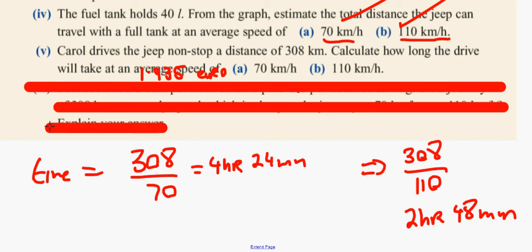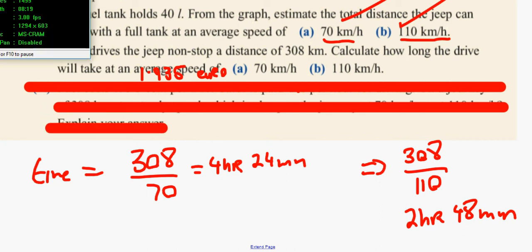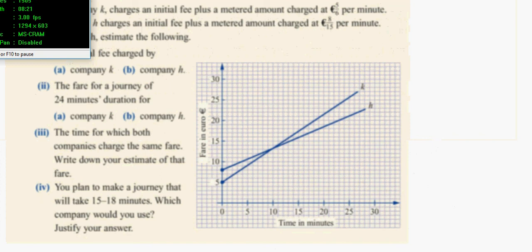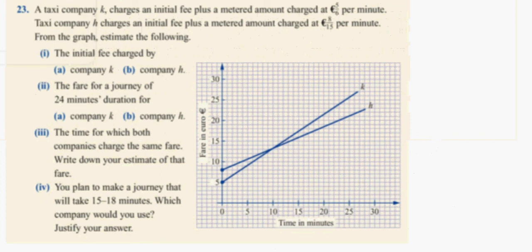Alright, so look, we figured out a good bit then. I'll do one more. Okay guys, look at this. There's 2 lines. It's your fare in euro compared to your time in minutes. Everybody see that? The more time you spend, the more you got to pay. Now, what's the initial fee for getting into taxi company H and K? How much do you get?